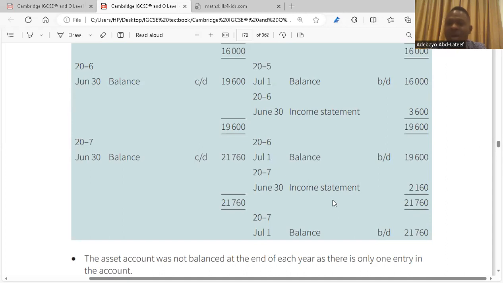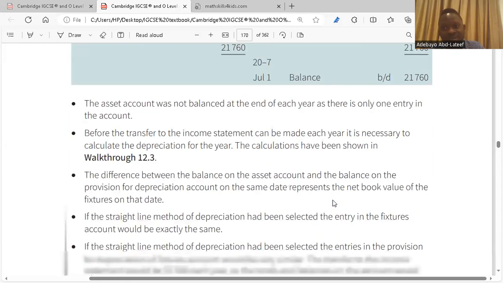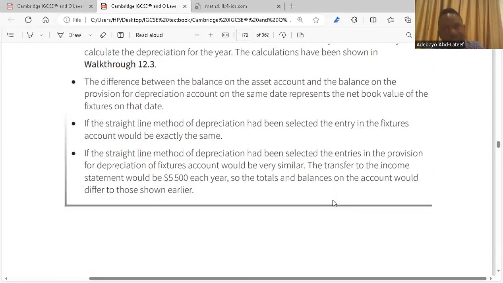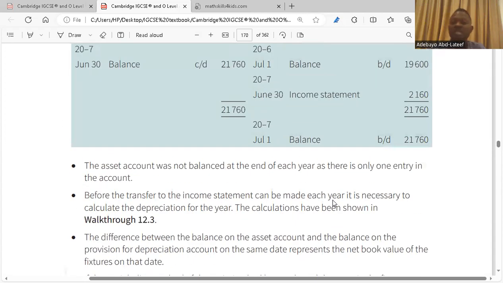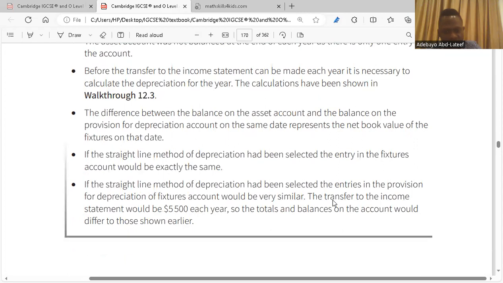Yes, I get it now. So at the end of the year, in your statement of financial position, you have 2,160. But in your income statement, you have 21,760, on the debit side. And the statement of financial position is in non-current assets. This is the balance brought down for July 1. Your income statement is to be on the debit side for that amount.